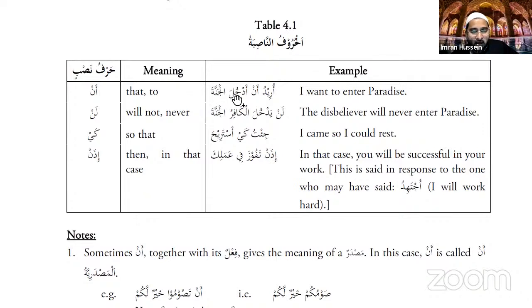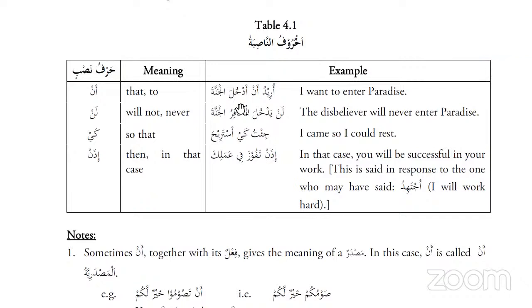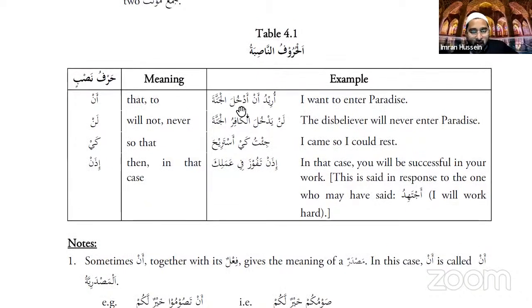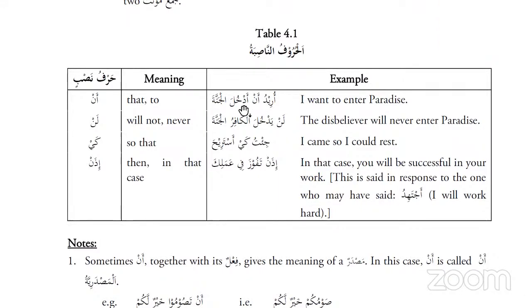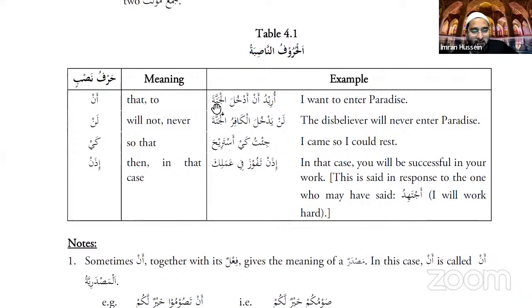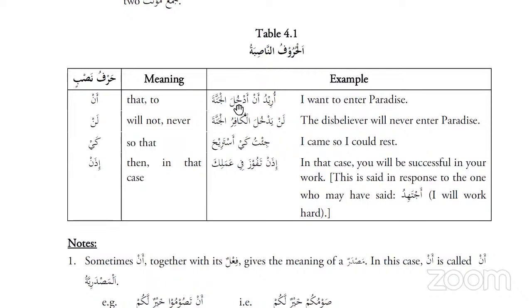Now al-jannata has a fatha. Why does it have a fatha? Even though adkhula comes in the meaning of to enter, al-jannata is the object of this verb adkhula. Does it make sense? Yes. I am the one who is desiring to enter, and the thing which I want to enter is paradise, and al-jannata is the object of adkhula. Is that clear? Yes, I think so.